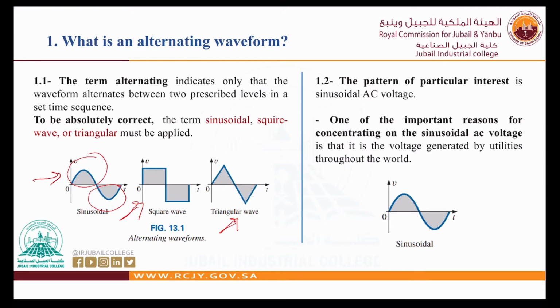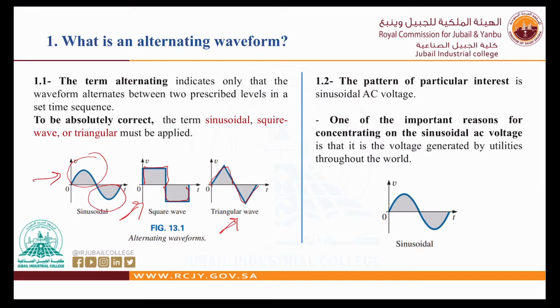To be absolutely correct, the term sinusoidal, square wave or triangle must be applied, because they are all alternating, guys. They are all having two levels. This is level number 1. This is level number 2. This is level number 1. And this is level number 2, and it is applied for the sinusoidal wave.